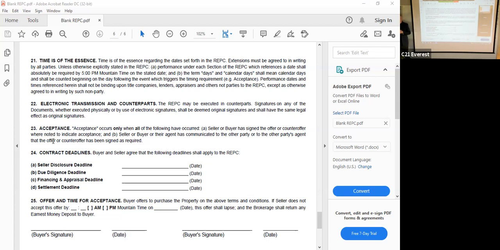I mean, even on your example, wouldn't the other agent still be safe technically based on section 23? Yes, it was messed up for sure, and he shouldn't have done that, but acceptance only occurs when all of the following have occurred: seller and buyer have signed it. So sure, he told you you're under contract, but nothing was signed. By definition, between buyer and seller, there wasn't a contract.